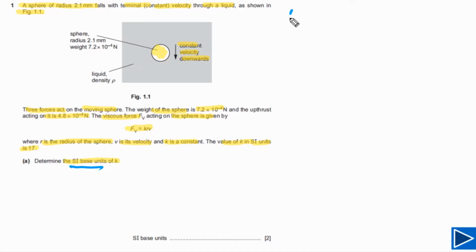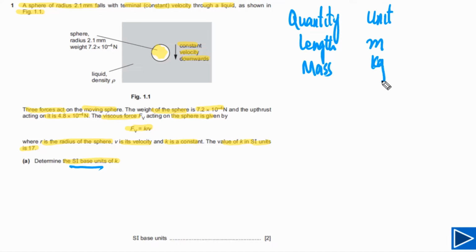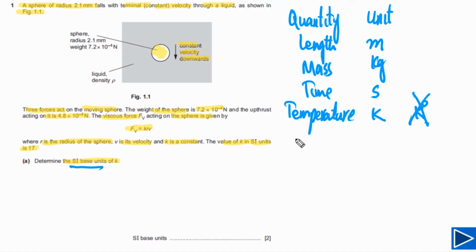Let's try to understand a little bit more about SI base quantities and SI base units. First quantity is length and its unit is meter. Next one is mass and its unit is kg. Next one is time and its unit is second. Then we have temperature and its SI base unit is Kelvin, not degree Kelvin. If you write in that form, this is wrong, it is Kelvin. And the next one we have is electric current, and SI base unit of electric current is ampere.